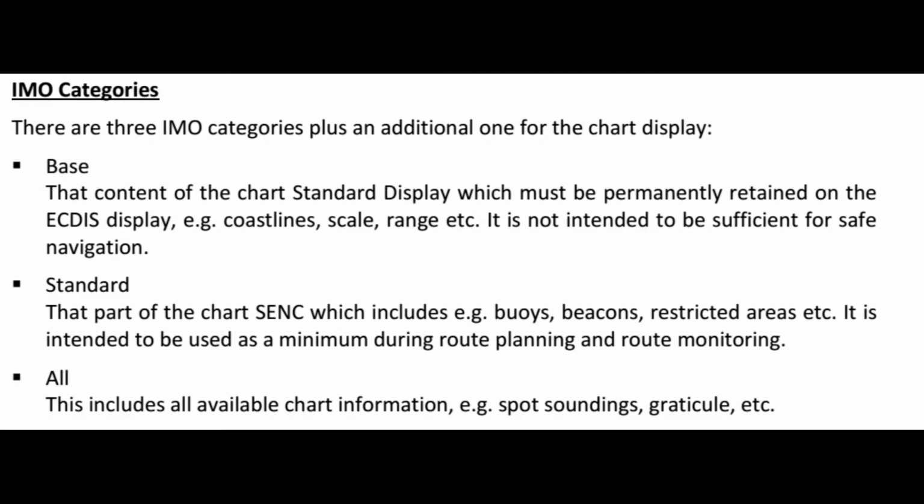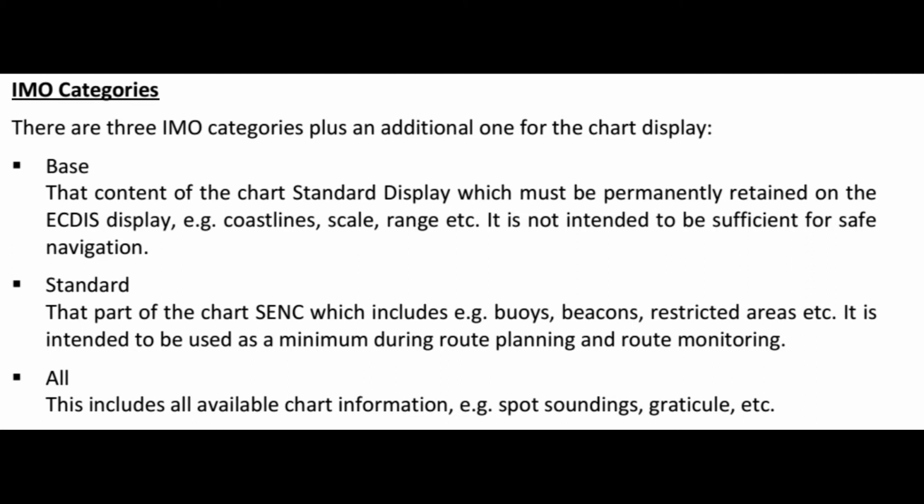So here we will now talk about the display in the ECDIS. Basically we have three types of display as per IMO: base, standard and all, or we say other display. In base display, that is the minimum information which should be there. Standard display is base display plus some additional information, and all is base, standard and some other information if you want to select. Standard display is considered the minimum information to be used for route planning and route monitoring.